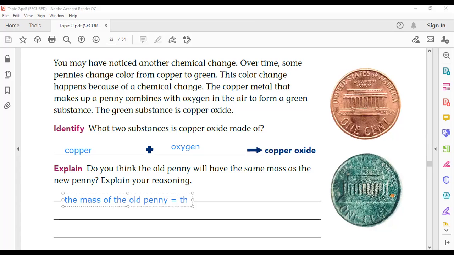The mass of the original penny plus what? Plus oxygen. Copper oxide. Okay, yes, plus oxygen. Yes, because it reacted with oxygen.